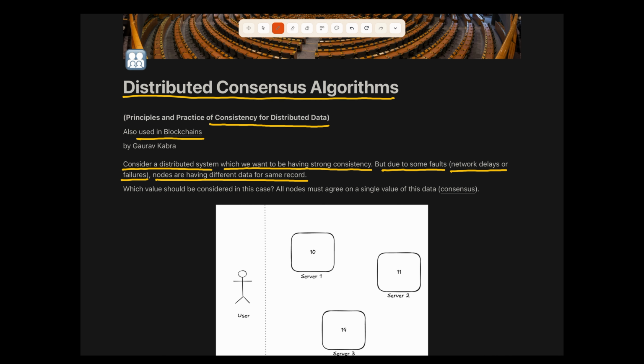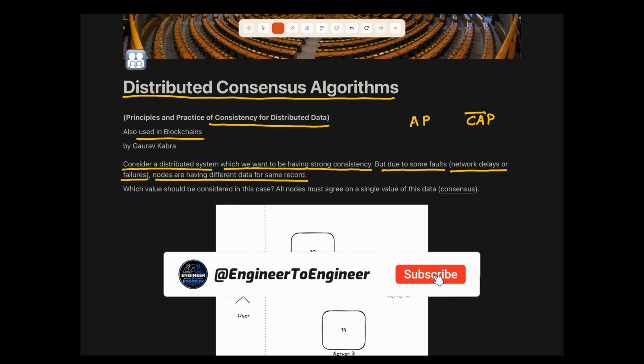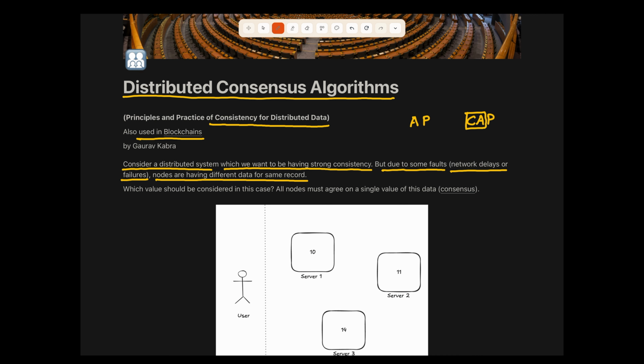We know that many distributed systems are high availability, partition tolerant systems. And as per the CAP theorem, we cannot have availability and strong consistency at the same time. So we have to trade off between high availability and strong consistency. But we still want some of the systems to have strong consistency.